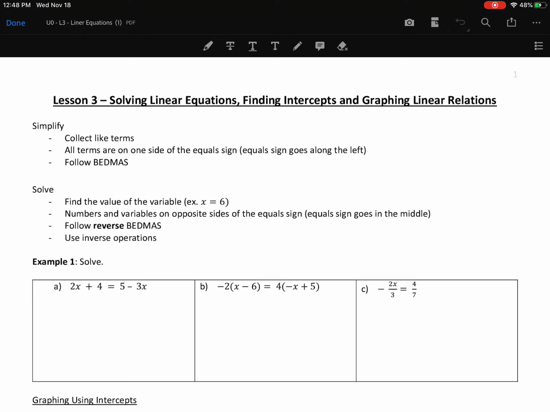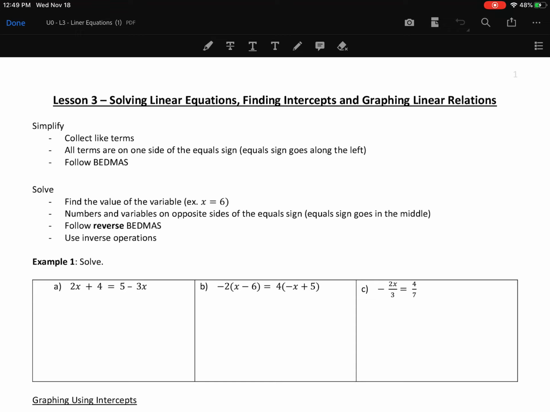All right, in our third review lesson, we're going to be talking about linear equations, how to solve them, how to find their intercepts, as well as how to graph them. Now, there are two common words that come up a lot when we're working with these expressions. One is simplify, and the other is solve, and they have two completely different meanings.